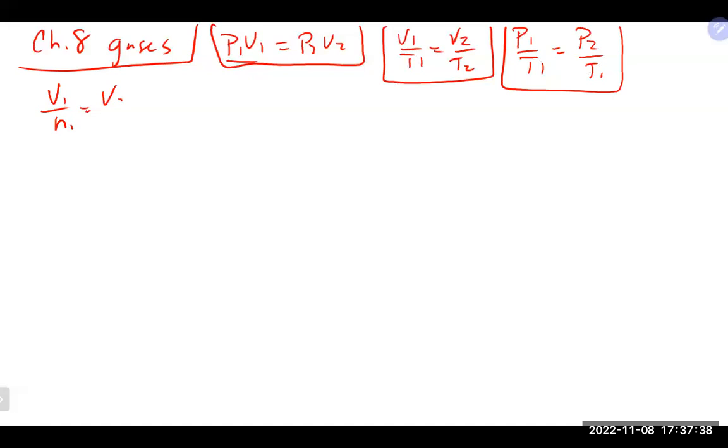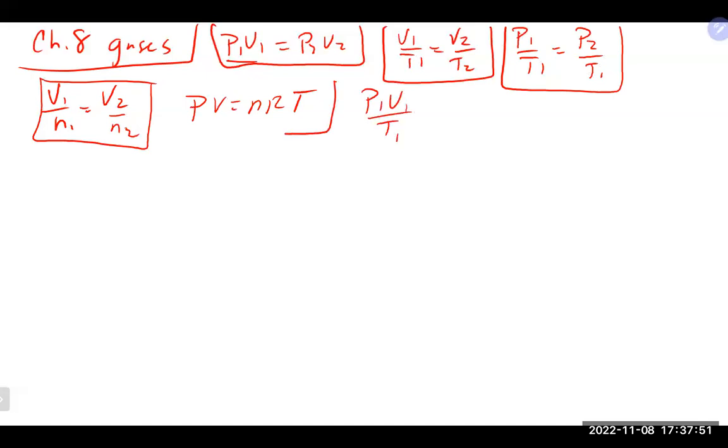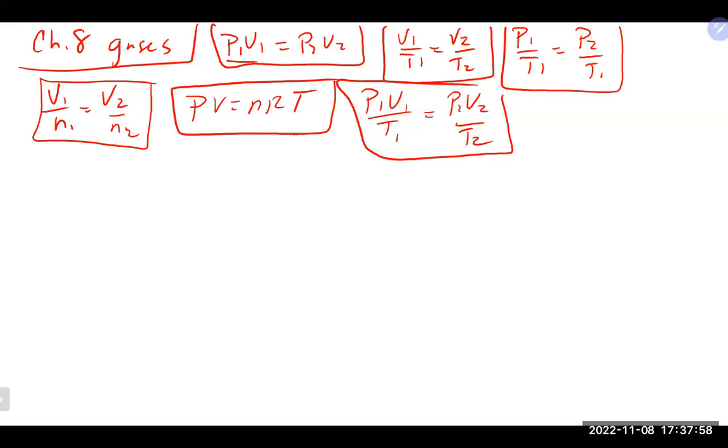Avogadro's law, the ideal gas law, also the combined gas law here. And as we talked about, if you invest in those two, you pretty much can get all the other gas laws that you need, using the combined gas law to get pretty much all the rest of these here.